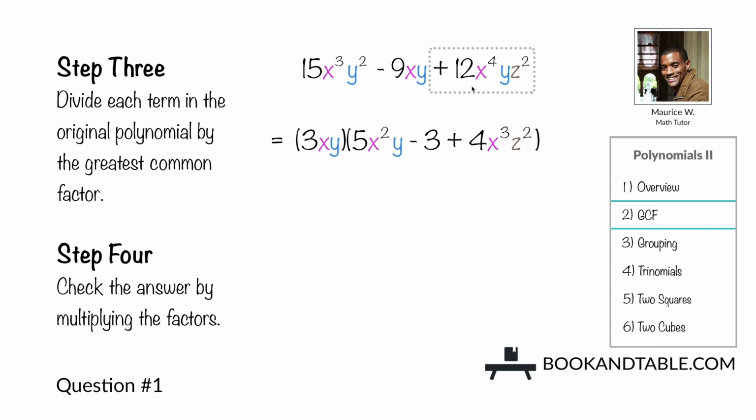And now the third term, we divide it by the greatest common factor. We get 12 divided by 3, which is 4. X to the fourth divided by x is x to the 4 minus 1, which would be 3. And z squared divided by no z's is still z squared. So the factors of this polynomial are 3xy times 5x squared y minus 3 plus 4x cubed z squared.